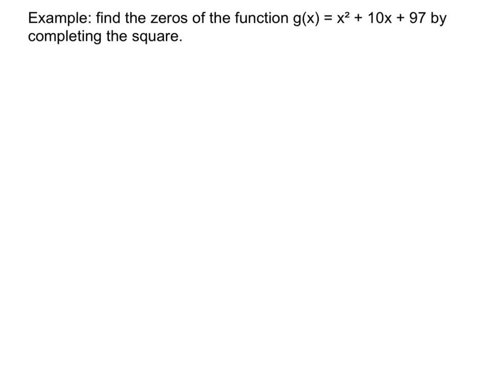In the second example, the wording is a little bit different, but you'll find it's the same thing. This question is asking us to find the zeros of the function g of x equals x squared plus 10x plus 97 by completing the square. So the first thing we need to do is understand what it means to find the zeros of a function. We know that finding the zeros of a function means where the output of the function is 0. In other words, I need to solve the equation x squared plus 10x plus 97 equals 0. I want the output of my function to be 0.